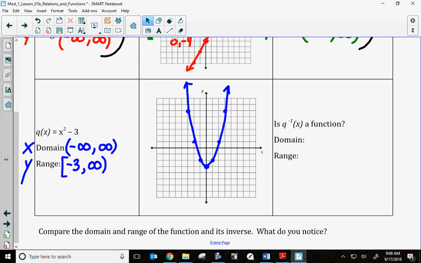Not bad. Let's do the inverse of this function, and let's pick some points. Okay, I'm going to pick this point right here, the actual vertex. That was at (0, -3). All right? (0, -3). So that's going to be at (-3, 0). That makes sense.